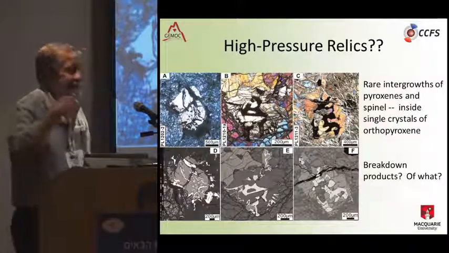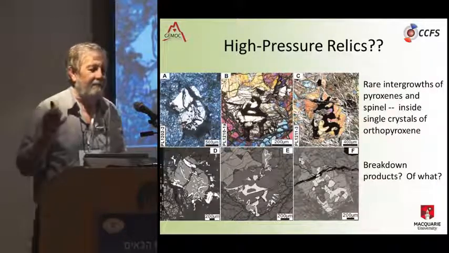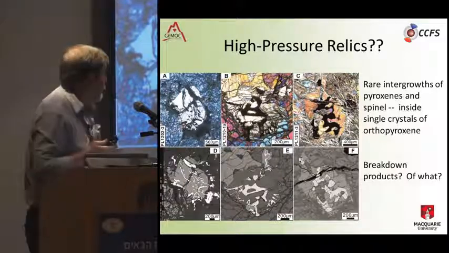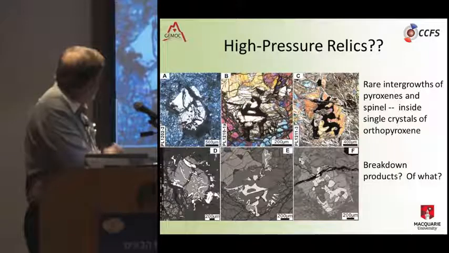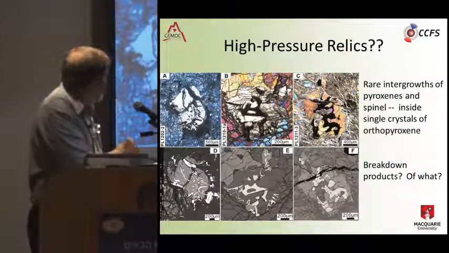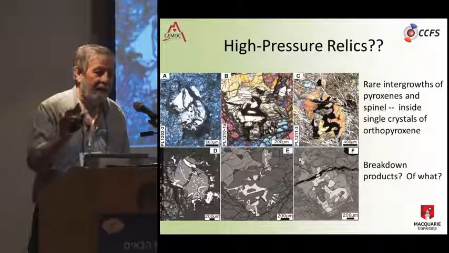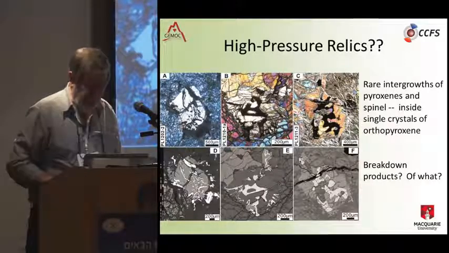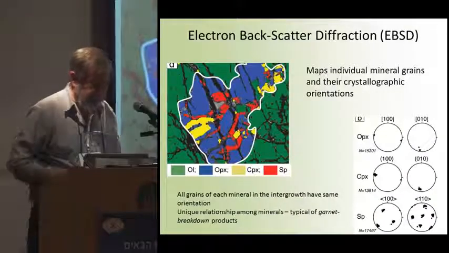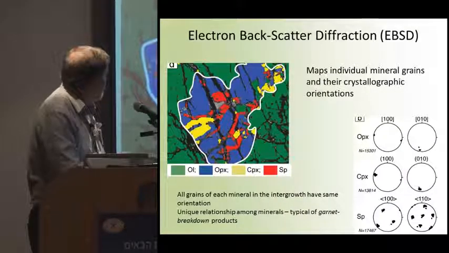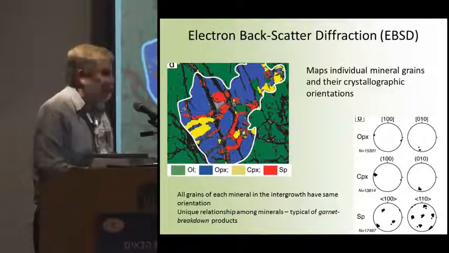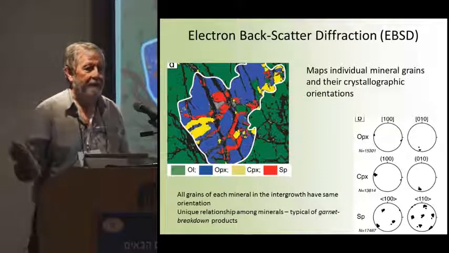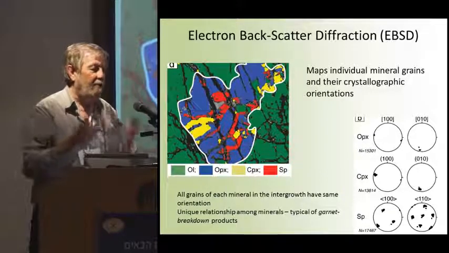Now, recently one of our Chinese PhD students has discovered some more evidence. It turns out that within some of these peridotites, which fortunately are very fresh, unlike most ophiolites, by the way, you occasionally find these remarkable symplectites of spinel sitting inside single crystals or double crystals of orthopyroxene with a little bit of clinopyroxene sometimes. And if you do EBSD on these things, you find that all of the orthopyroxene and all of the spinel and all of the clinopyroxene each represent a single crystal. Okay? So they look like a breakdown product.